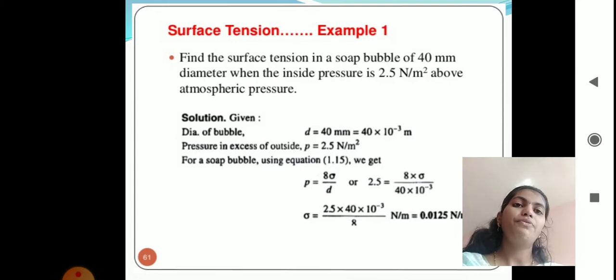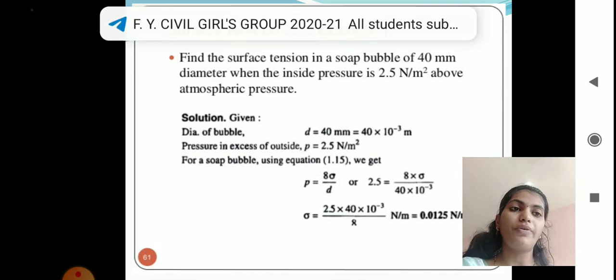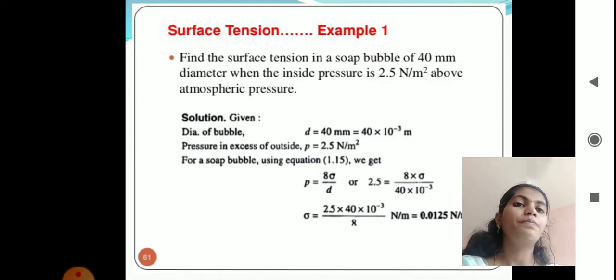Surface tension example. Find the surface tension of a soap bubble of 40 millimeter diameter, when the inside pressure is 2.5 Newton per meter square above the atmospheric pressure. Find the surface tension. Given in this problem, the bubble's diameter is 40 mm, converted into meters, 40 into 10 raised to minus 3 meter.